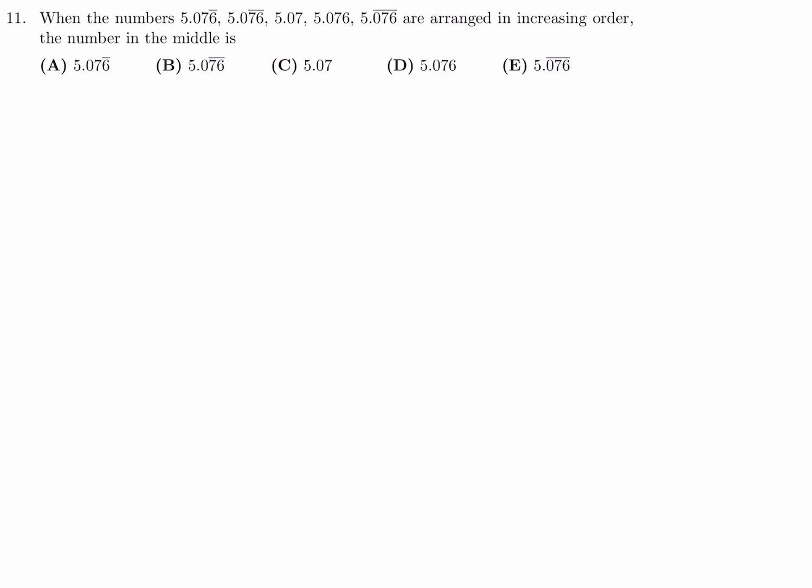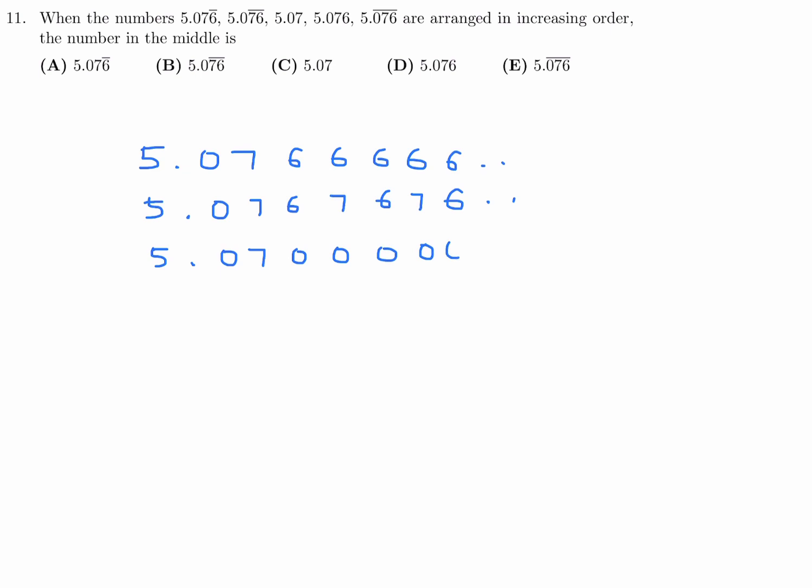When the numbers are arranged in increasing order, the middle number is... The first one is 5.07, and then the 6 keeps repeating like that, right? And so on. The next one is 5.076, but the 6 keeps repeating like that. The next one is just straight 5.07, and then it ends. So there's nothing after that.